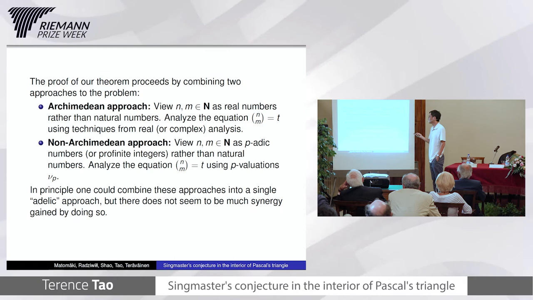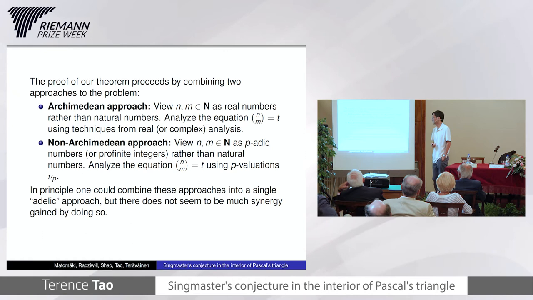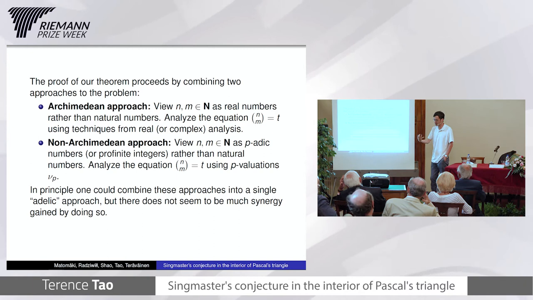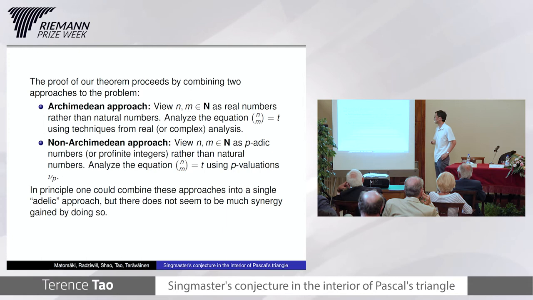There are two ways you can view the natural numbers. You can place them inside the real numbers, which are Archimedean. And you can use methods of Archimedean analysis, like calculus or complex analysis. Or you can do non-Archimedean things, like you can count how often n is divisible by a prime or by a square of a prime and a cube of a prime. And this involves thinking of the natural numbers as living inside another number system called the p-adics, and those are non-Archimedean number systems. And so we use two different approaches to try to control this conjecture, and it's the combination of these two that actually lets us do what we want. For number theorists, this is a very standard strategy, but it may not be so well known outside of number theory.